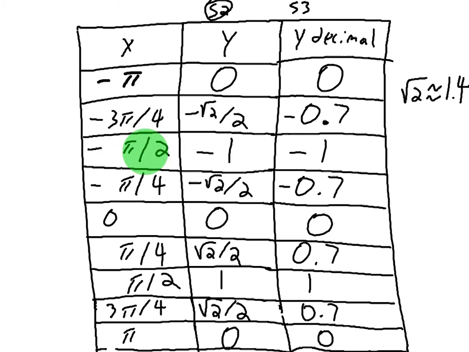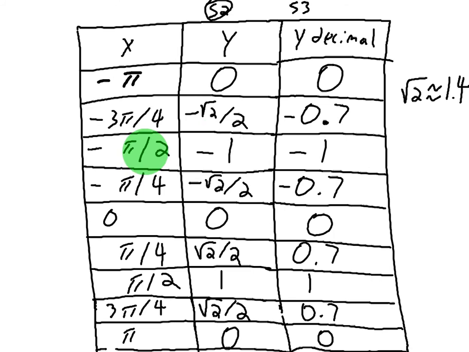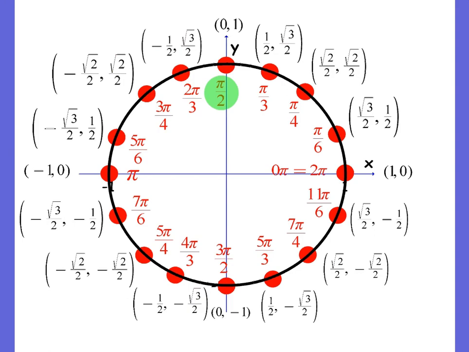Okay, sine of negative pi over 2. Well, it's going to be negative 1 here. So I'm going to go ahead and write negative 1 for sine. And the decimal of that is just negative 1, obviously. Now, in case you guys are confused, I'm going to pull up this unit circle. So we just said negative pi over 2. You can see the y value is negative 1.